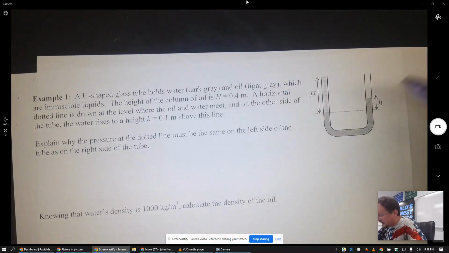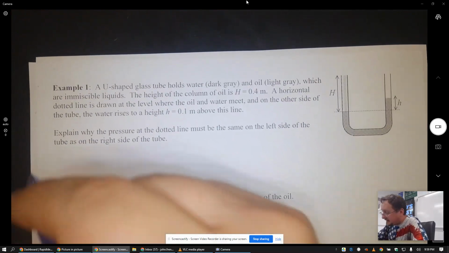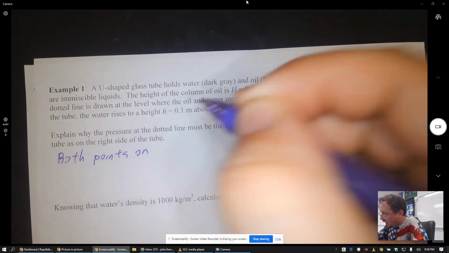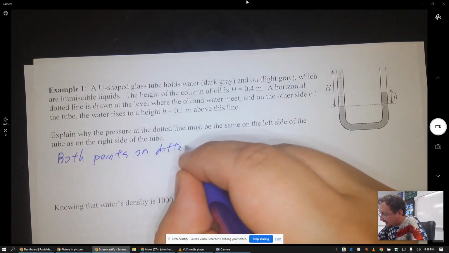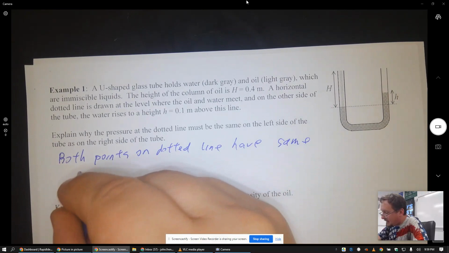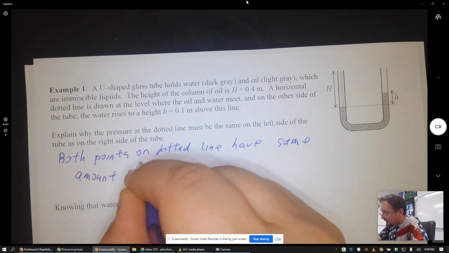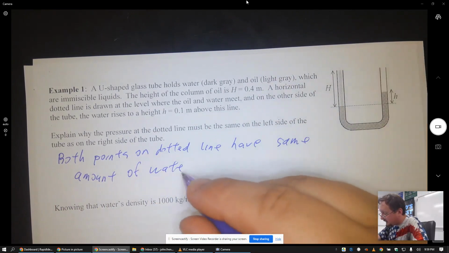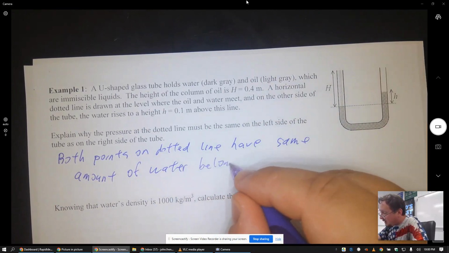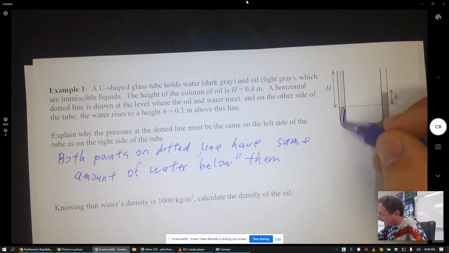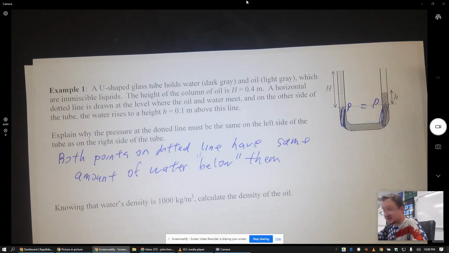The pressure here and here have to be the same because both points on the dotted line have the same amount of water, which is dark gray. The oil is light gray below them. So because there's the same amount of water down to the bottom here and the same amount of water down to the bottom here, then the pressure here equals the pressure here, right?